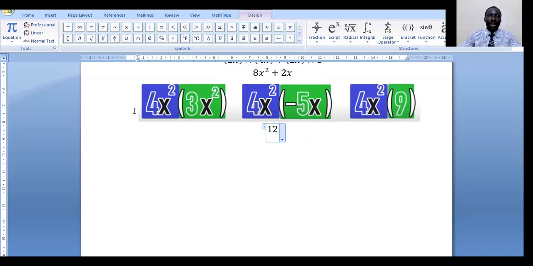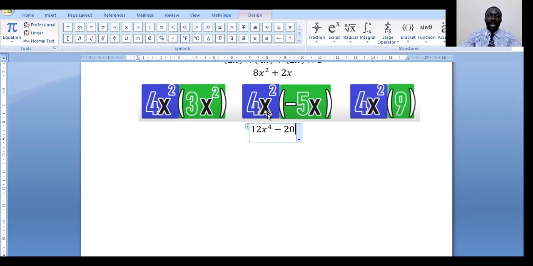Now, when we multiply this x by this other x, x squared by x squared, we get what? We get x with exponent 4, because we have to add the exponents. Then the next thing is to multiply 4 by negative 5. That gives us negative 20.